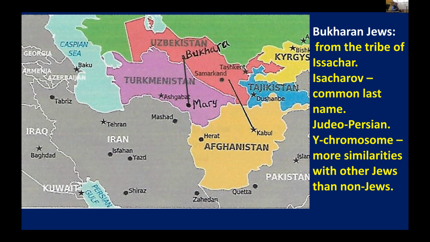Again, most of these Jews have immigrated away from there. They're now either in Israel or English-speaking countries, England, Canada, United States. But traditionally, that's where they came from. They all carry their tradition. They have Y chromosome similarities with other Jews, much more than with the non-Jewish population.